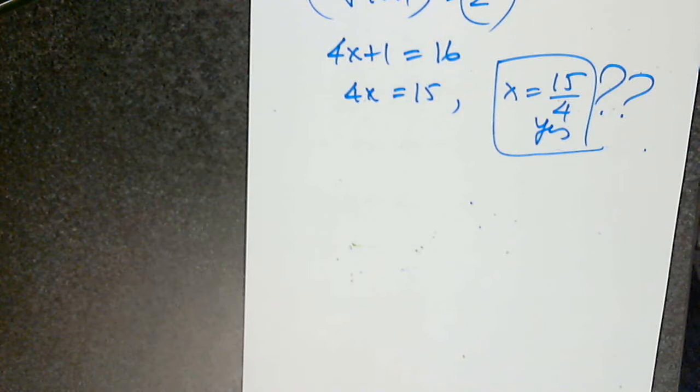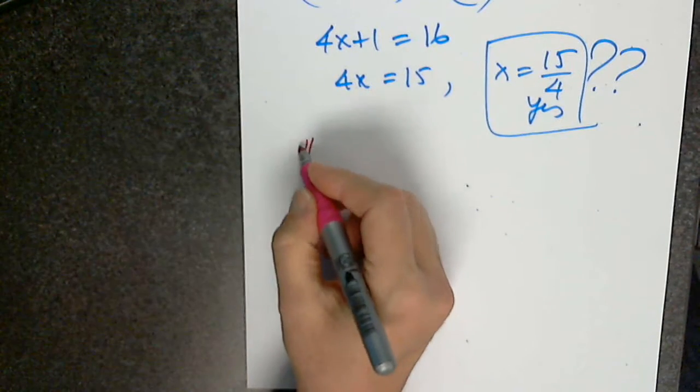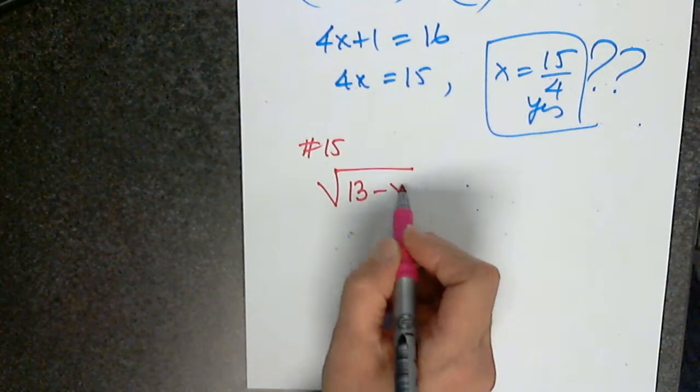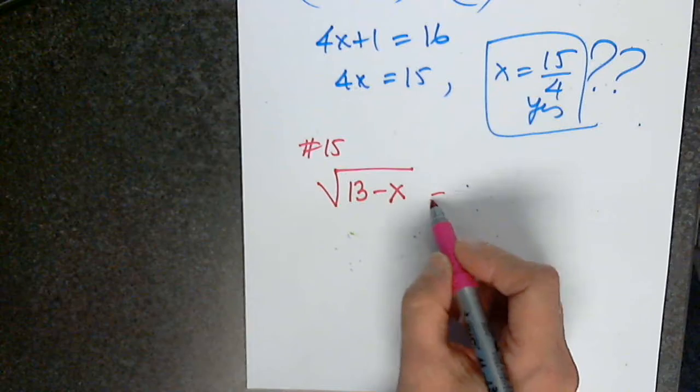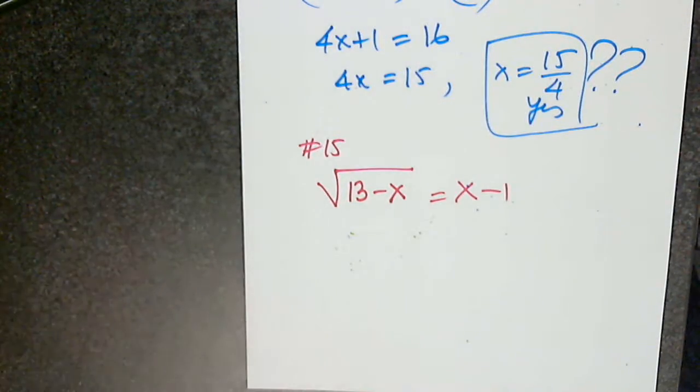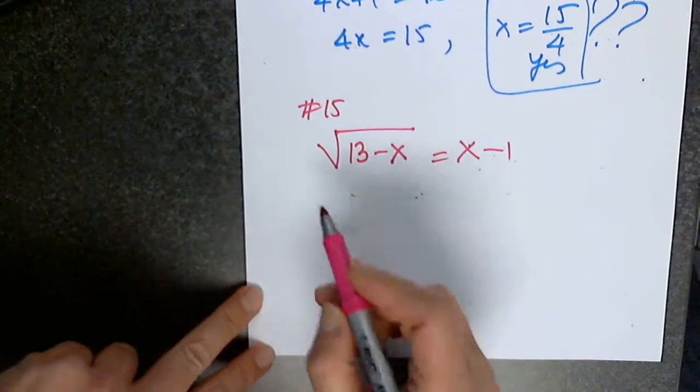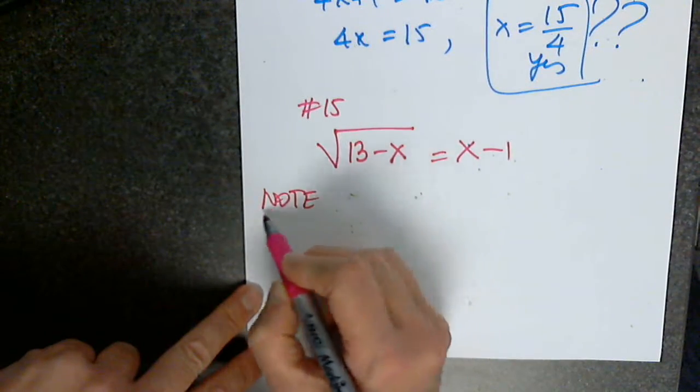Of course, there are more complicated situations. And here's one. 15. The square root of 13 minus x equals x minus 1. Before we address this, we have to write a note.